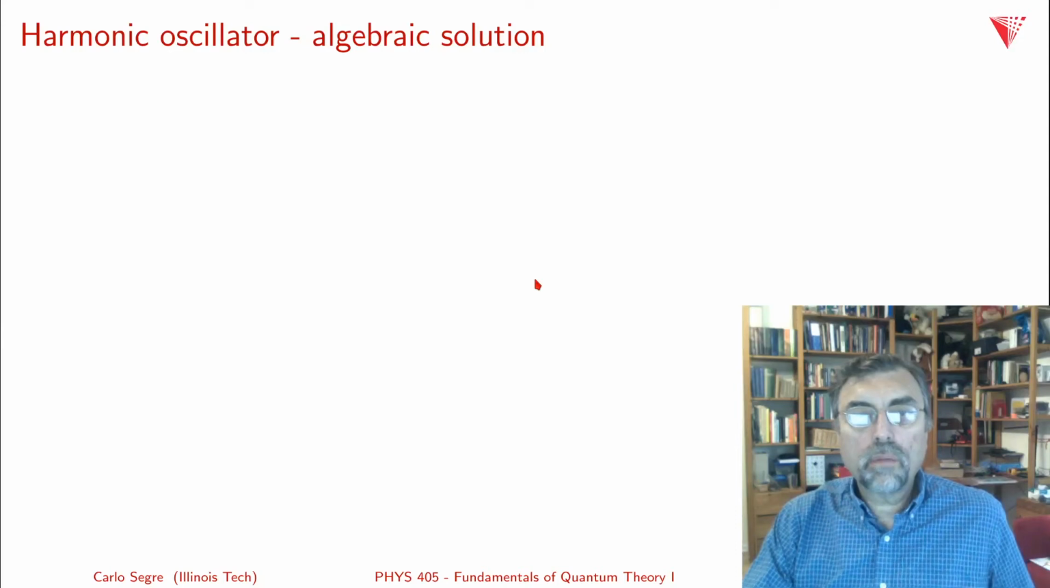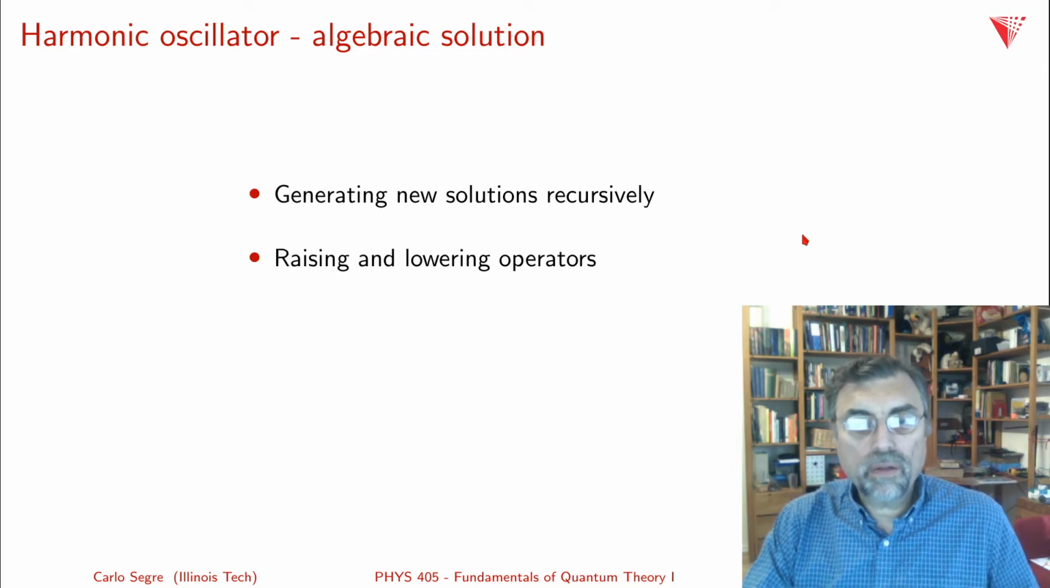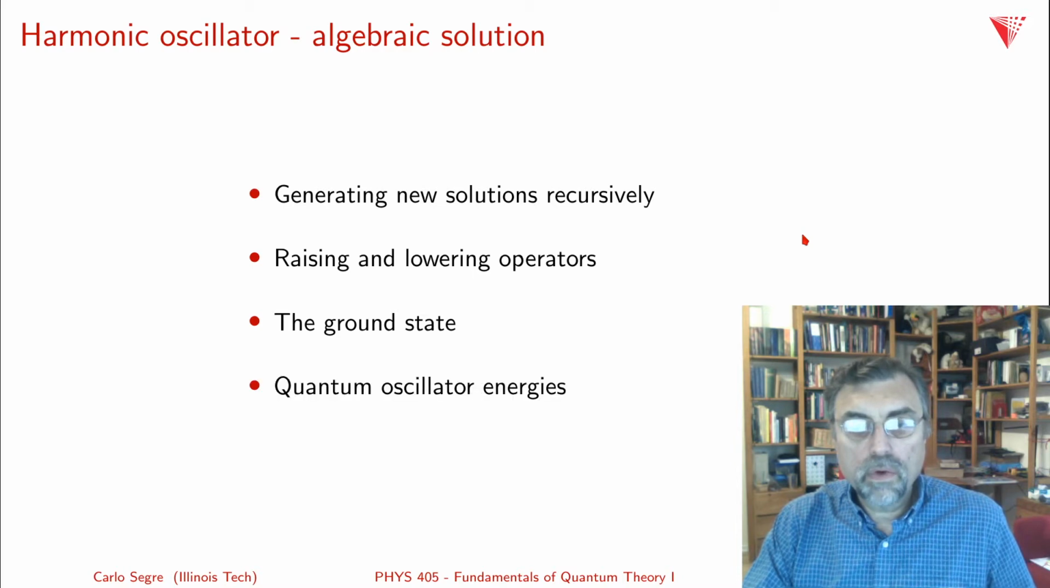In this video, we're going to complete the solution of the harmonic oscillator using the algebraic method. First thing we'll talk about is generating new solutions recursively from the Schrodinger equation. Then we'll talk about raising and lowering operators. We'll generate the ground state. And then finally, we'll get the quantum harmonic oscillator energies.